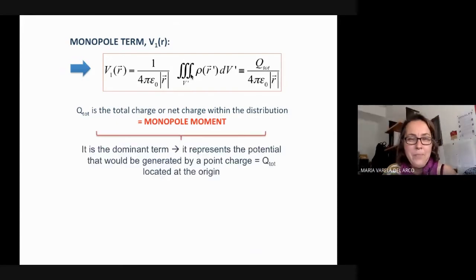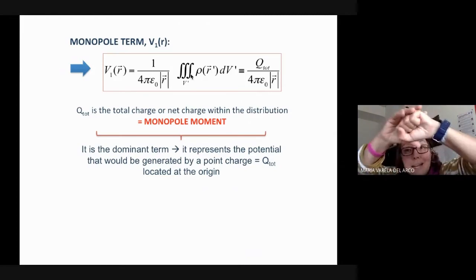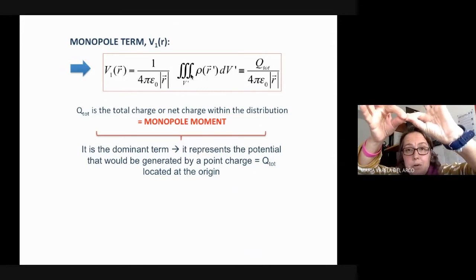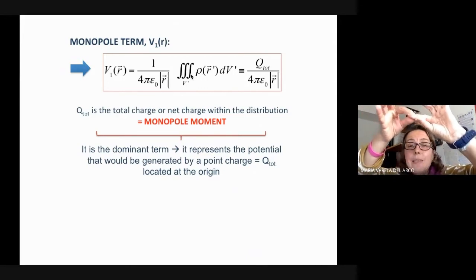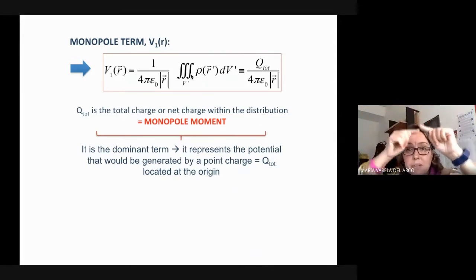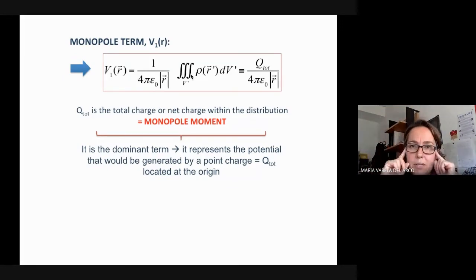And it is always going to be the dominant term in my potential, the dominant contribution to the electrostatic field nearby my distribution. It represents the potential of just the total charge placed at a single point, the origin. It's the dominant term because it goes like 1 over the distance. The next term goes like 1 over the distance squared, and is going to be much smaller.